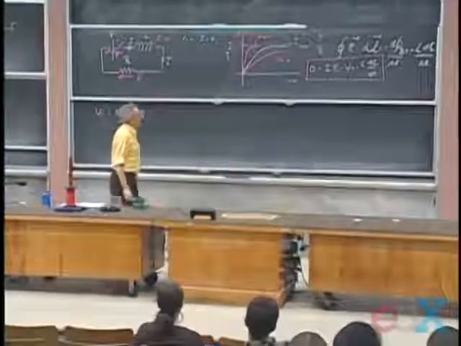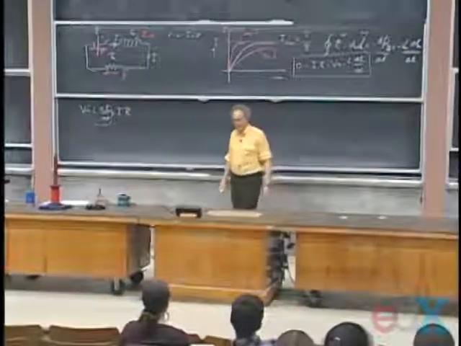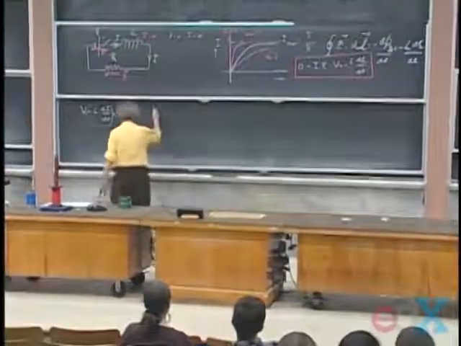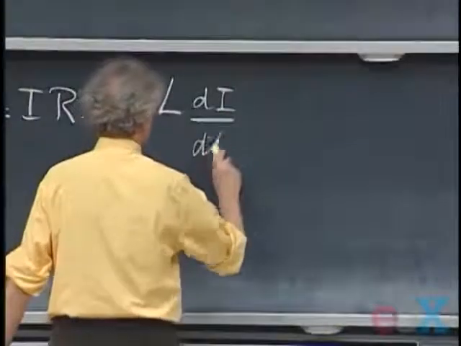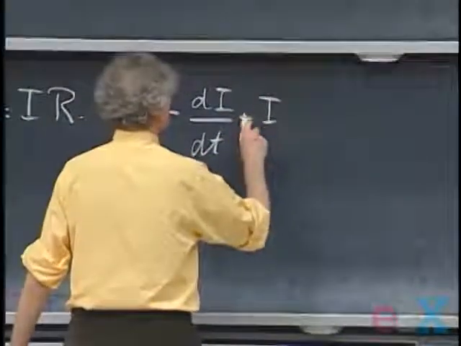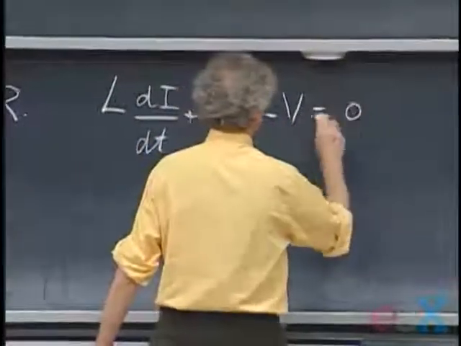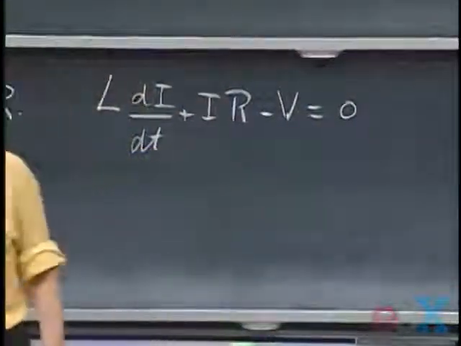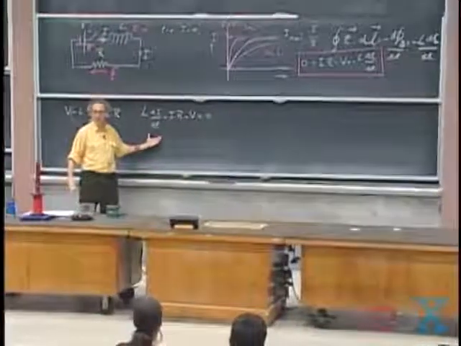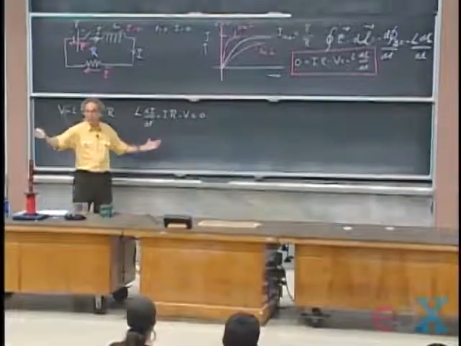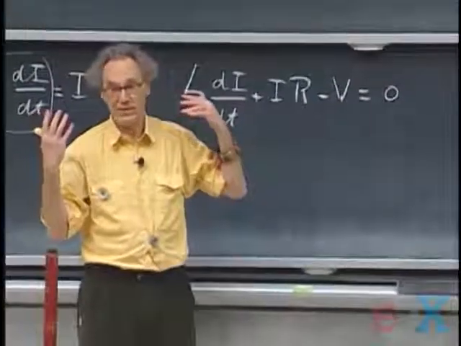And what is often done is that you bring all the terms to the left side and get a zero on the right side. And so what you often see is L di/dt plus IR minus V equals zero. And because we have a zero here, some physicists think that this is an application of Kirchhoff's rule, which is nonsense. You can always make a zero here by bringing all the terms to this side.